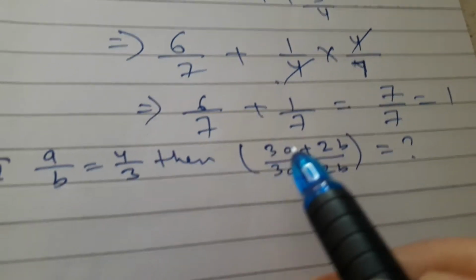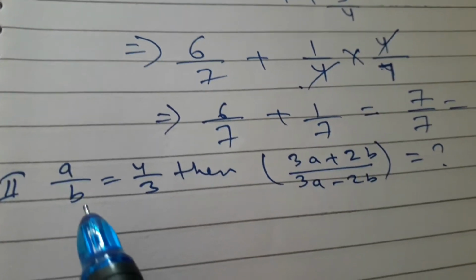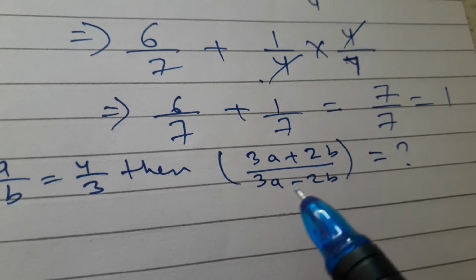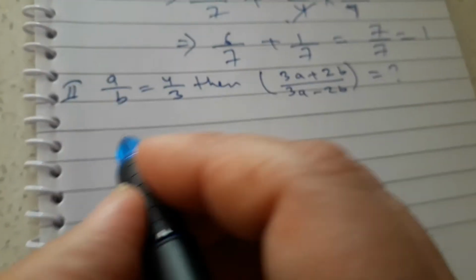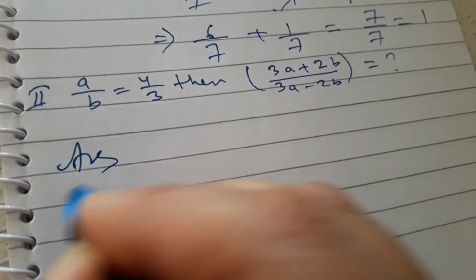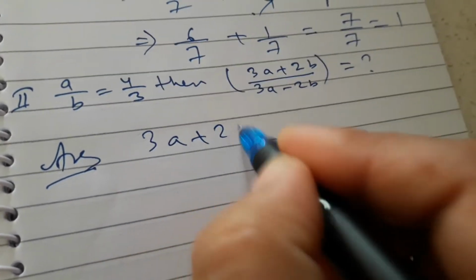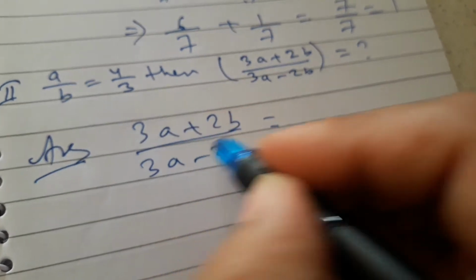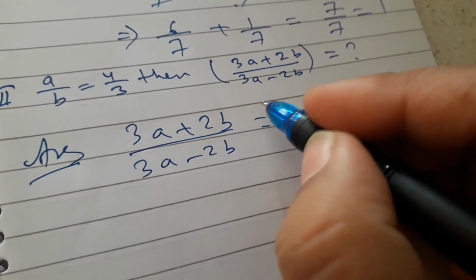Let's take one more question of this kind. a by b is here also 4 by 3. Then we have to find the value of (3a plus 2b) by (3a minus 2b). What will we do? We will divide the numerator and denominator by b.